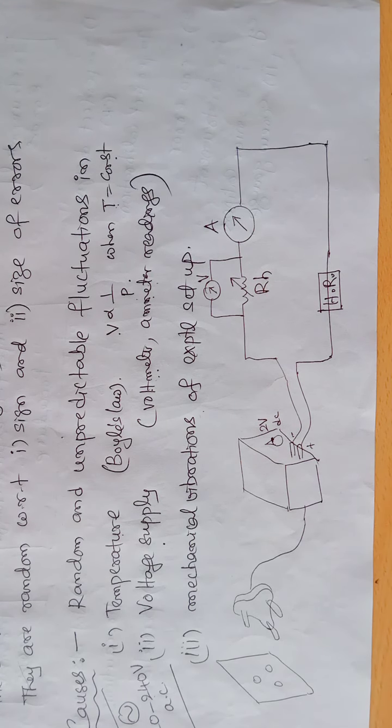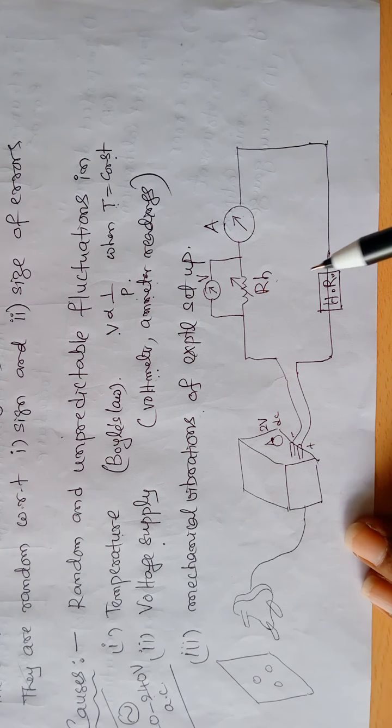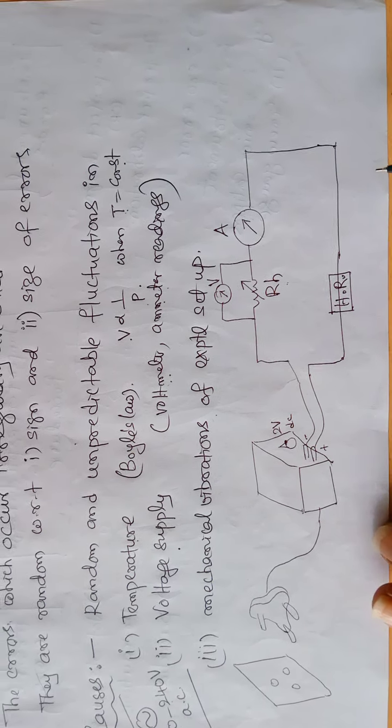Okay, but suppose this rheostat is used to change resistance of the circuit. So at a particular resistance you measured current value and voltage value. After 2 or 3 seconds you did not change the rheostat, but if you wait 1 or 2 seconds, here ammeter reading changes, here voltmeter reading changes.